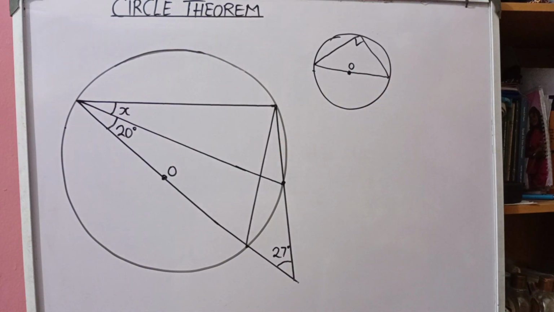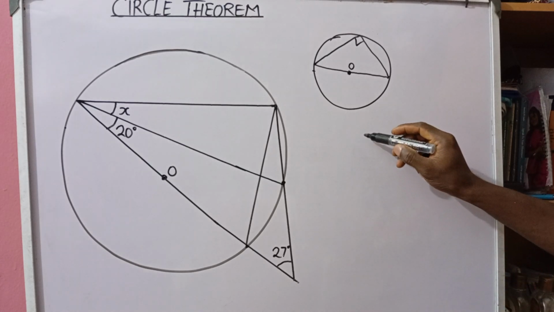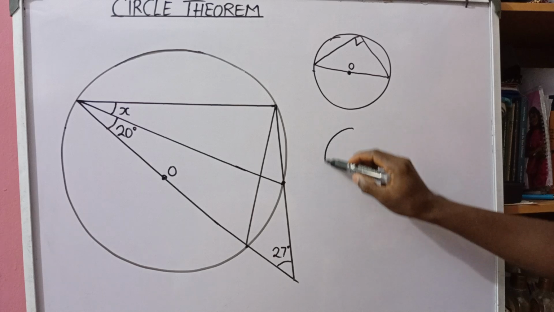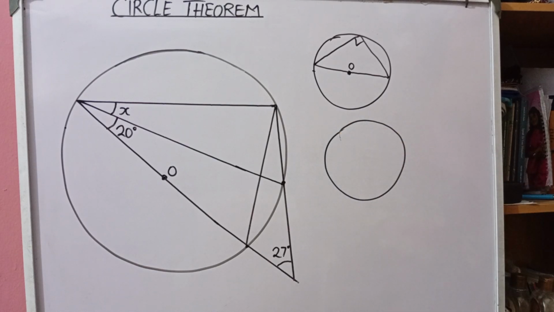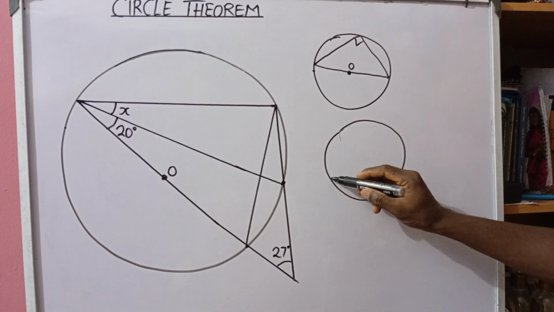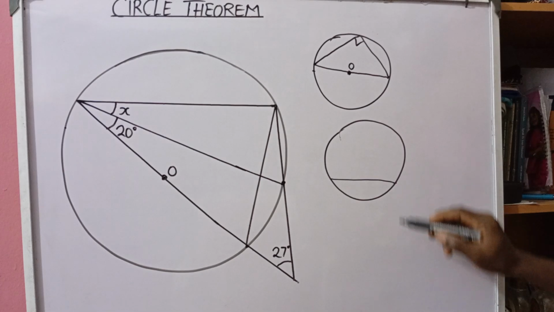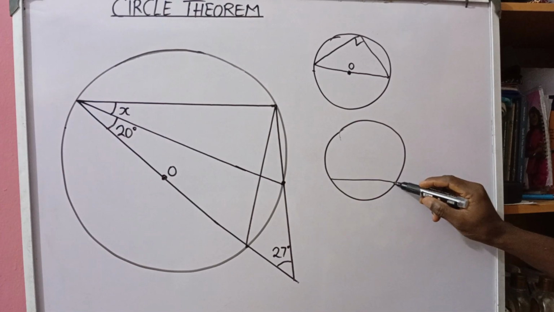Then another important theorem that we need to look at is the one that talks about angle on the same segment. It's quite hidden from the question. Looking at the diagram, you may not be able to see it quite clearly. And the theorem talks about the angle on the same segment.